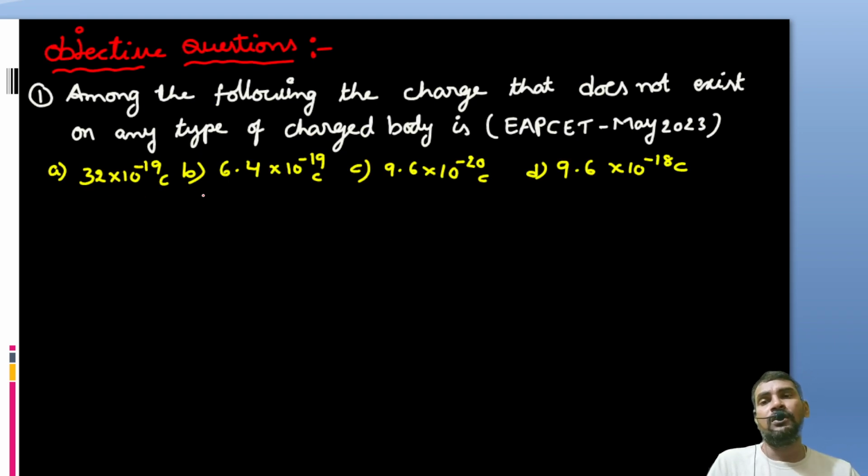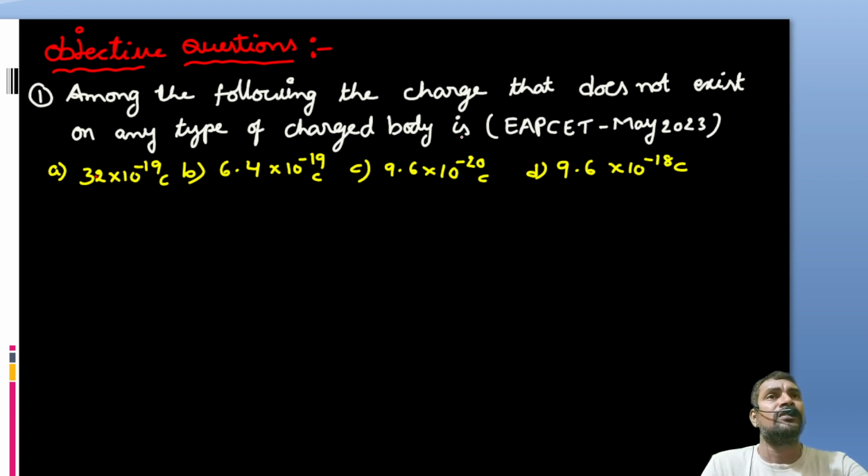Okay, let me go further. Now, whatever we have learned so far, we try to recall and apply in solving some objective questions. So let us see one by one. The first question is: among the following, the charge that does not exist on any type of charged body is. See, this is 3.2, not 32. Just to change that.